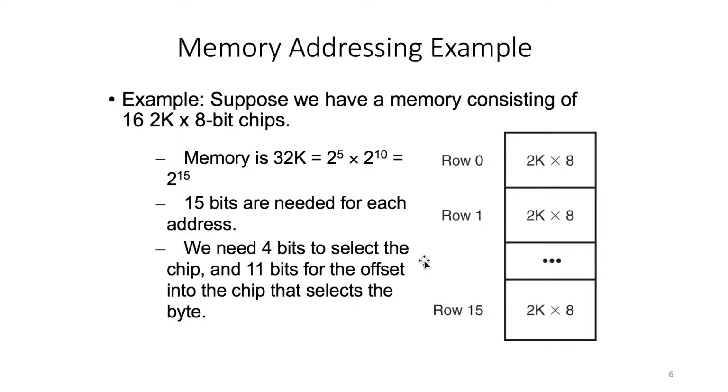So here is the representation of the memory. Row 0 means the first chip of the memory. We have a size of 2K, that's the number of rows, and times 8 means the width of the memory. Similarly, we have row 1 with the capacity of 2K times 8, and so on. So in total we have 16 RAM chips, and each of them has a capacity of 2K times 8. So the total capacity of the memory is going to be 32K times 8. That's the memory we want to construct.